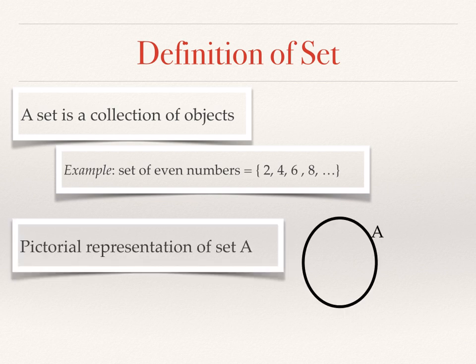Pictorially, we could also represent them by drawing a circle and labeling it with an uppercase letter, let's say A or N, or we could also come up with intuitive names. The understanding is that everything that falls inside that circle is an element of that set, an object that belongs to that set. We typically call the objects that belong to a set elements.